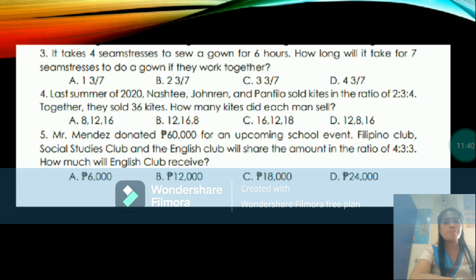Number 5. Mr. Mendez donated 60,000 pesos for an upcoming school event. Filipino Club, Social Studies Club, and English Club will share the amount in the ratio of 4:3:3. How much will English Club receive? Is it A, 6,000 pesos, B, 12,000 pesos, C, 18,000 pesos, or D, 24,000 pesos?